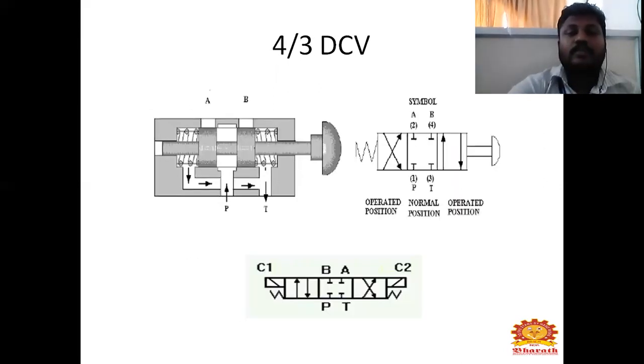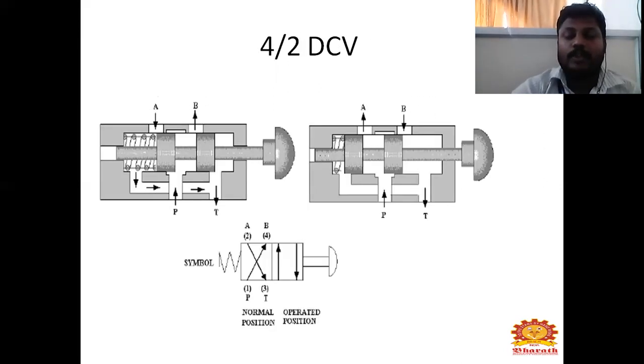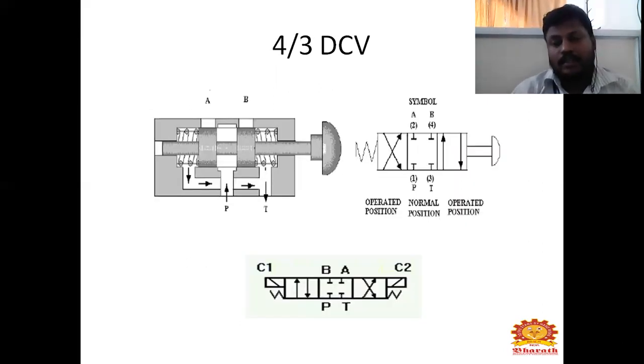And the next one is a 4x3. See, this one is a 4x2, and in the 4x3 you will have a dummy port in the middle. That is a 4x3 valve. In this position, this will be an inlet and this will be an outlet. In the next position, no interconnection will be there, that is a dummy port. And in the next position, this will be an inlet port and this will be your outlet port. Like that, you will be changing the direction.